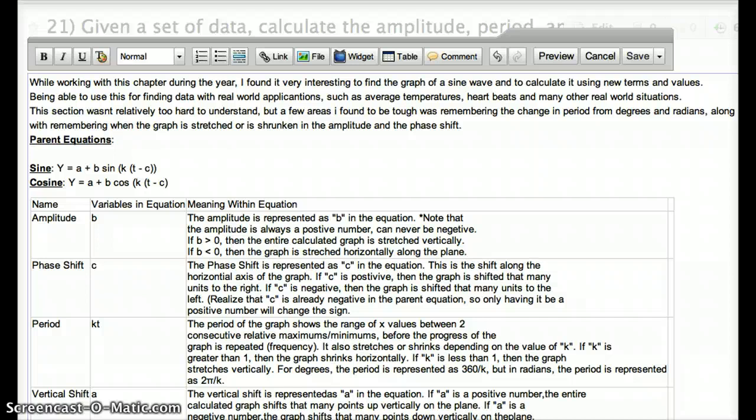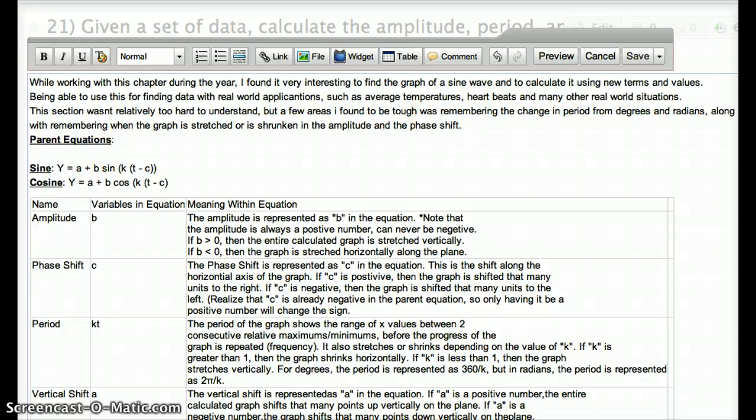For my objective, I was required to explain how, when you're given a set of data, you calculate the amplitude, the period, the phase shift, and the vertical shift for a graph of a sine, cosine, or tangent function. So basically, this was mostly about calculating things like average temperatures, heartbeats, and other real world situations. I thought it was really cool how you could find sine and cosine waves out of these real world things that we see all the time in doctors' offices and on the Weather Channel. I thought that was really interesting.